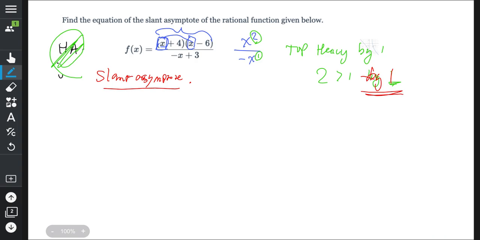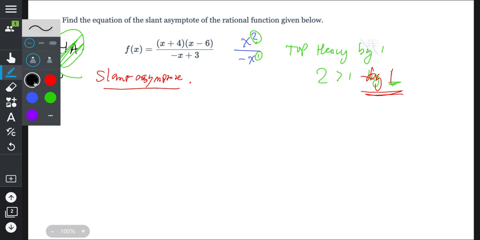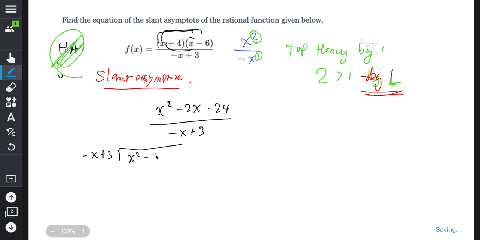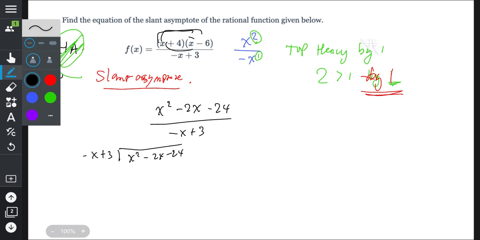All right, well, when we do long division, we need to standardize this out. So contrary to what I said, I guess you do have to multiply this out. If we do a quick FOIL, we're getting x squared plus 4x minus 6x minus 2x, and then plus 4 times negative 6, negative 24, all over negative x plus 3. All right, well, negative x plus 3 goes into this. How much? Answer is, we'll find out.